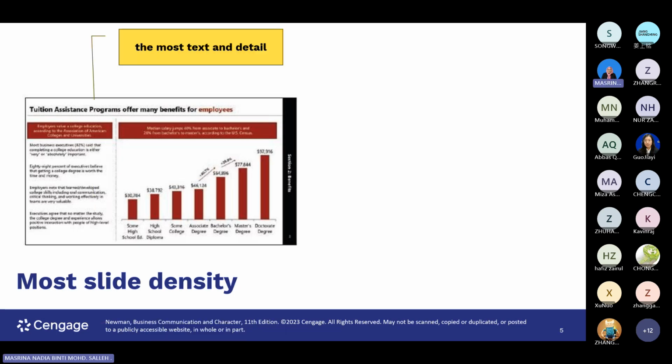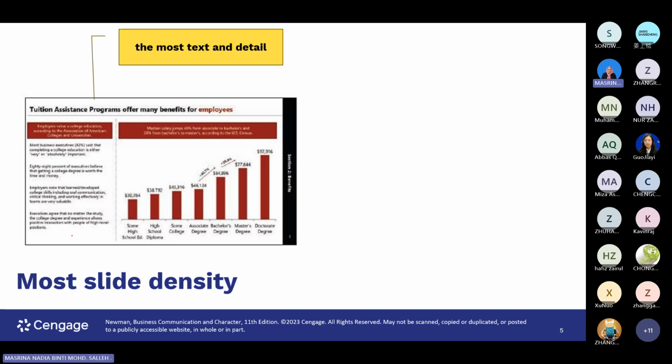Okay, the first one. Again, this is the most density. The most density means this design has the least presentation formality, meaning the purpose is not to present. So the purpose of this design is not to present.